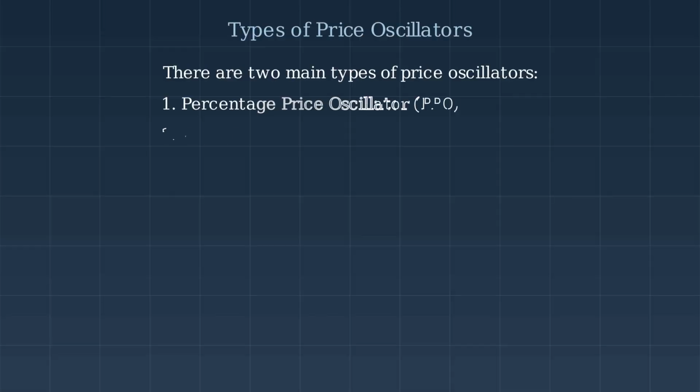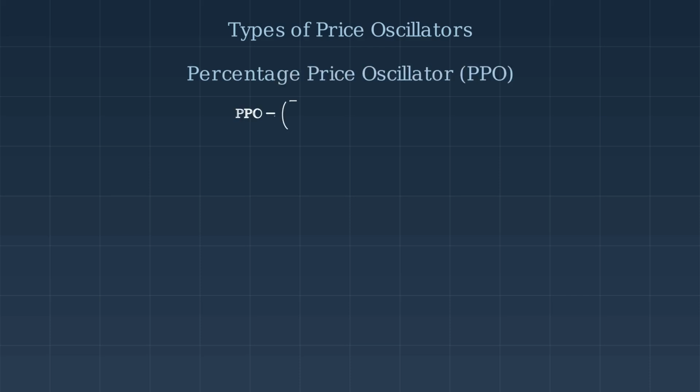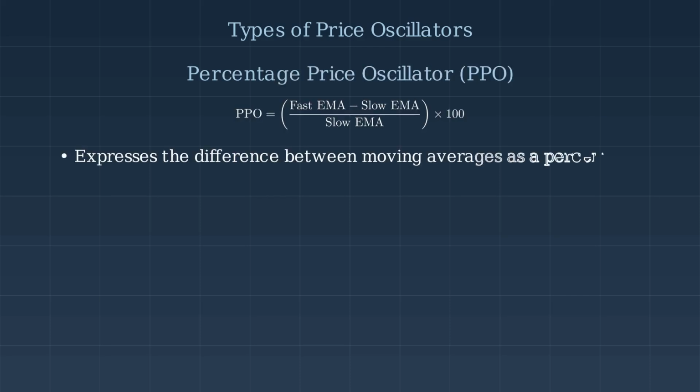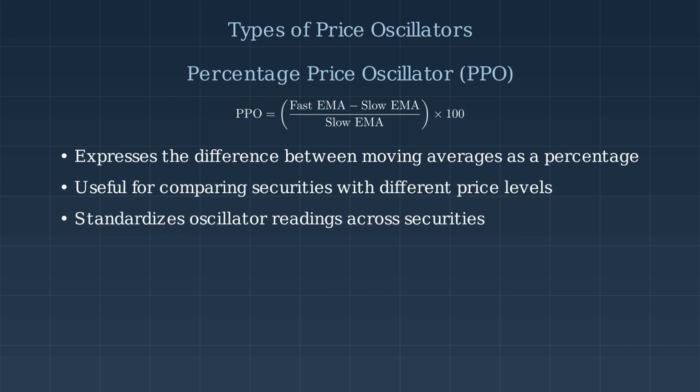There are two main types of price oscillators, each with distinct characteristics. These are the percentage price oscillator, or PPO, and the absolute price oscillator, or APO. The percentage price oscillator, or PPO, expresses the difference between two moving averages as a percentage. It's calculated by taking the difference between a fast and slow exponential moving average, dividing by the slow EMA, and multiplying by 100. What makes the PPO particularly valuable is its ability to standardize oscillator readings across different securities, regardless of their price levels.